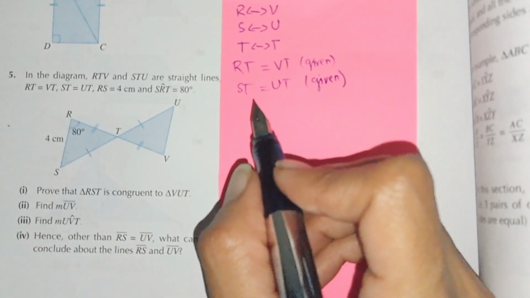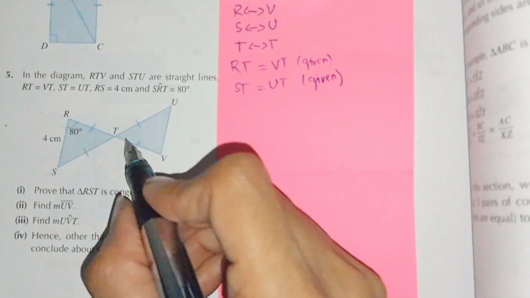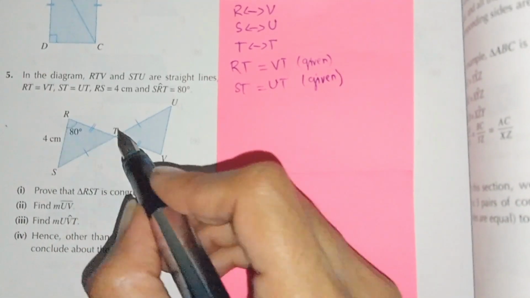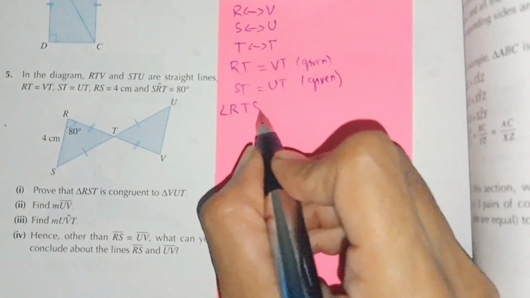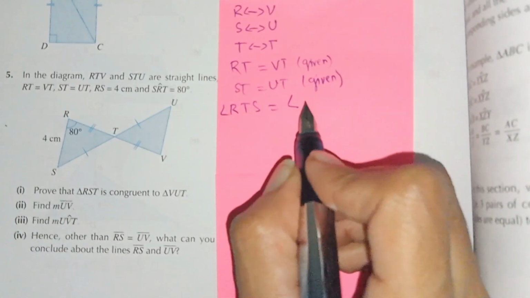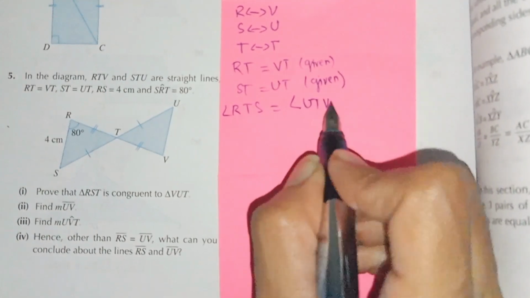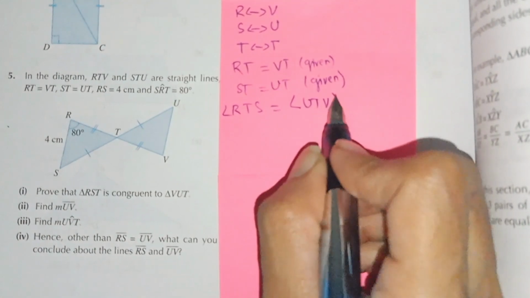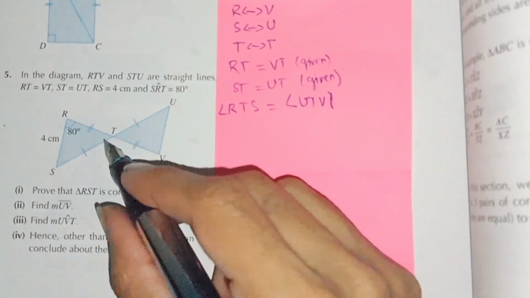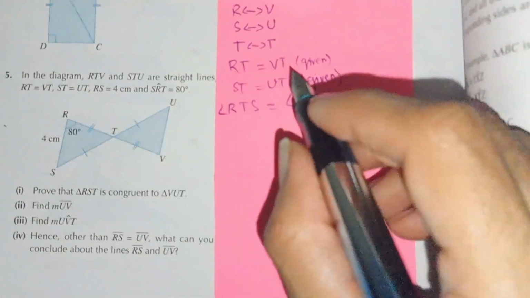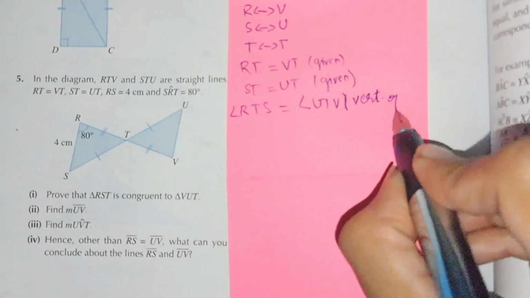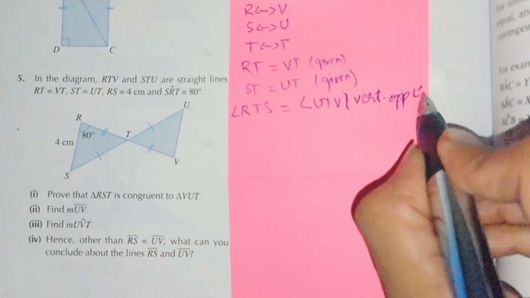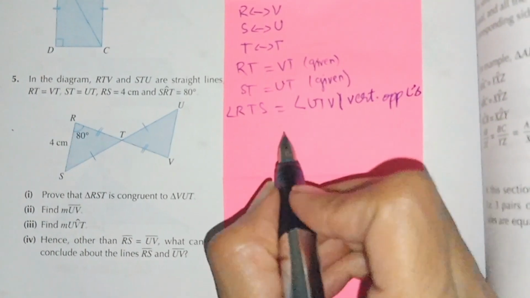These are given to us, and now we can observe that angle RTS is equal to angle UTV, because they are vertical opposite angles. That's why they are equal to each other.